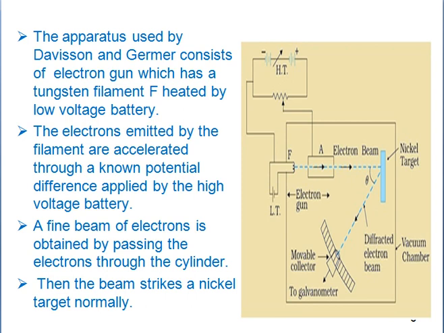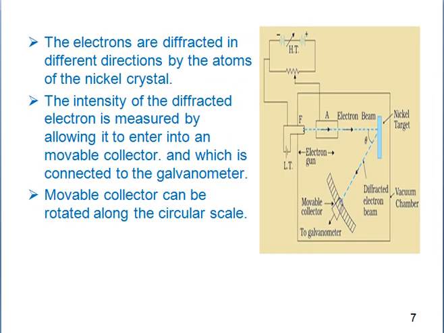When the electrons are incident on the nickel target, they will be diffracted. Then they are incident on the movable collector, and we get a small current. This current gives the intensity of the electron beam. So this is the experiment.